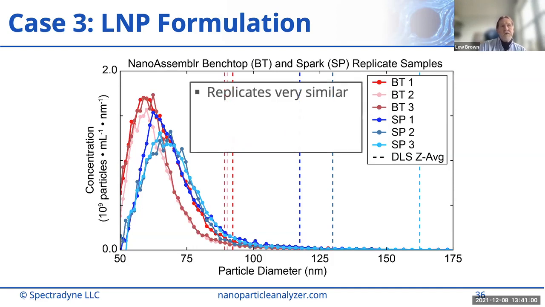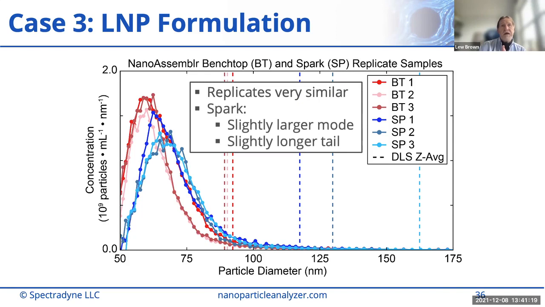So just think about where we progressed. We started with the DLS data, which told us that the Spark particles were much larger and less repeatable. What we found out in reality is that the replicates are very similar for both the Spark and the benchtop. And we also found out that the Spark does have a slightly larger mode, but it also has a longer tail. And that longer tail is what explains these Z averages being, A, so large, and B, so different. Because that longer tail, again, this goes back to what Jean-Luc was talking about.